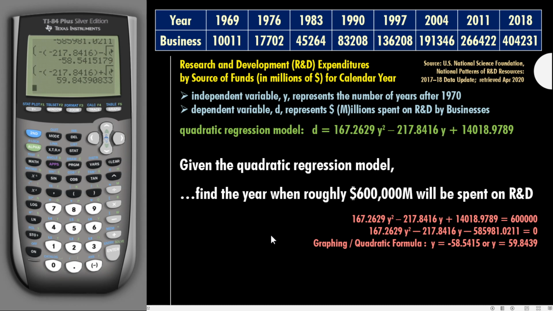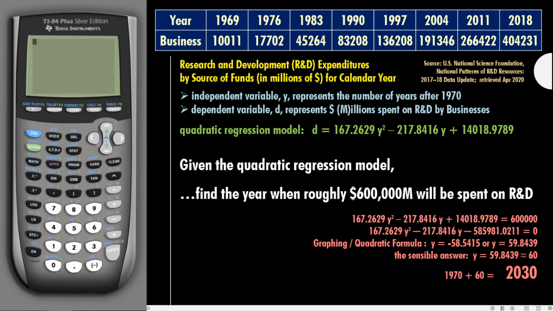Going back negative 58 years, I'm not expecting that 1912 we were spending $600,000 million, which is the same as $600 billion. That doesn't seem like a reasonable answer. So we're just going to focus on the 59.8439, which works out to be 60. And if you add 1970 by 60, it says that the quadratic model predicts it will be 2030 when we'll reach this particular amount. At this point, I'm back to asking myself again, how good was my extrapolation of 2025?